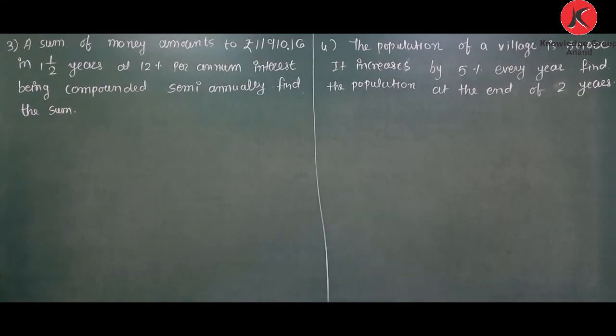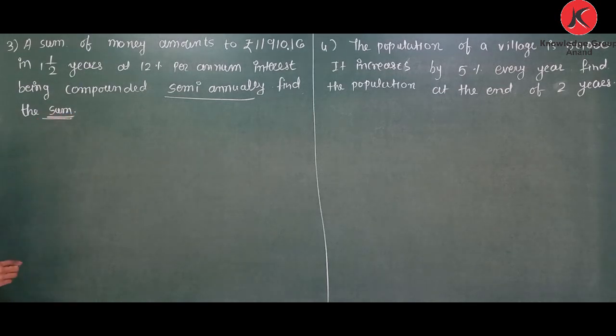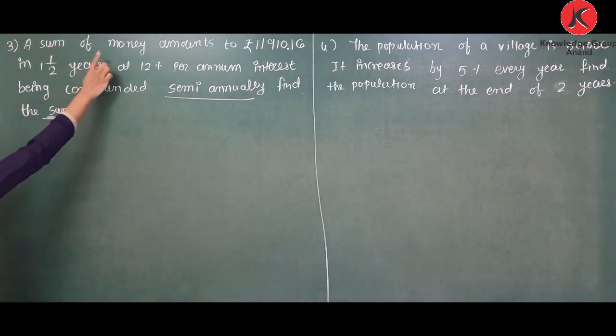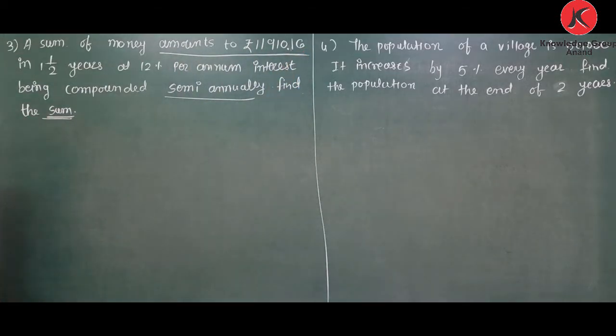A sum of money amounts to 11,910.60 in 1.5 years at 12% per annum, interest being compounded semi-annually. Semi-annually means it is compounded half yearly. Find the sum. Find the sum means find the principal value. So what is the information given? A sum of money amounts to. Amount is given, not the principal value.